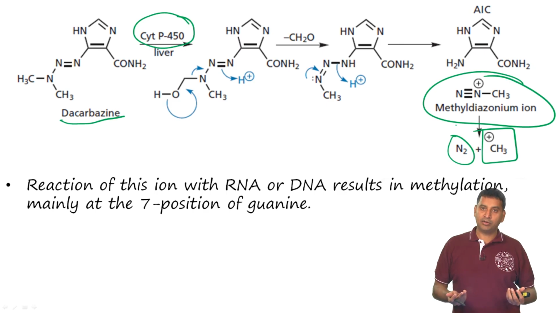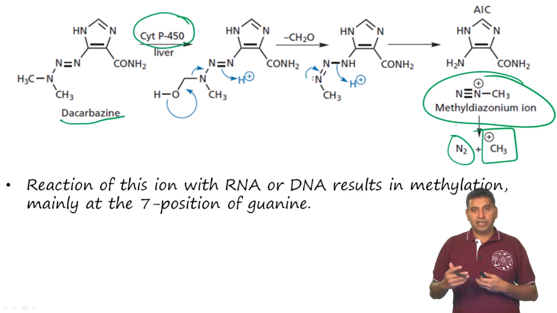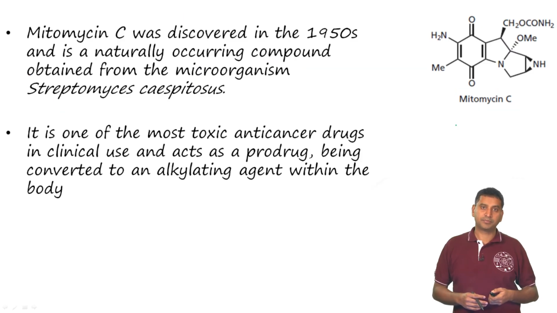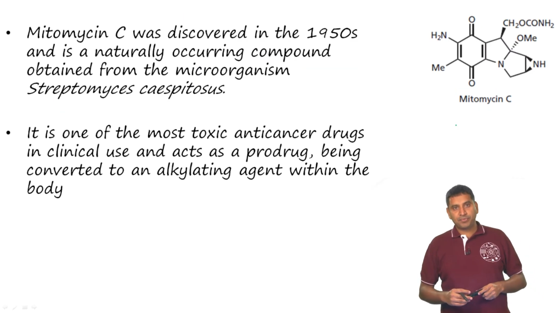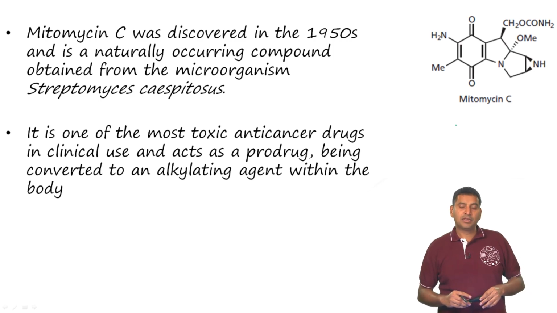And the methyl carbocation, as we have seen, is going to be extremely reactive, and it reacts with DNA or with RNA and results in methylation. And once it gets methylated, the DNA is destabilized, and eventually it inhibits the proliferation. The next major class of drugs is mitomycin.